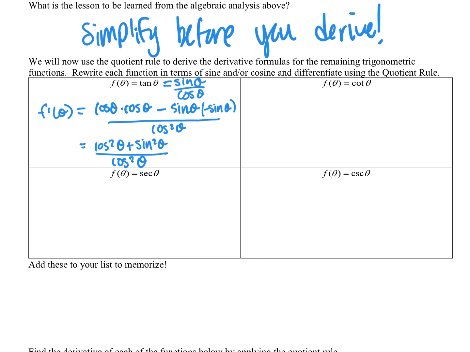What's cosine squared theta plus sine squared theta? 1. So this is 1 over cosine squared theta. What's 1 over cosine the same thing as? Secant. So this is secant squared theta. So the derivative of tangent is secant squared.